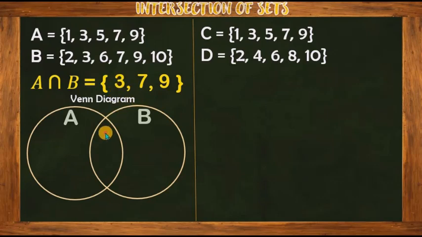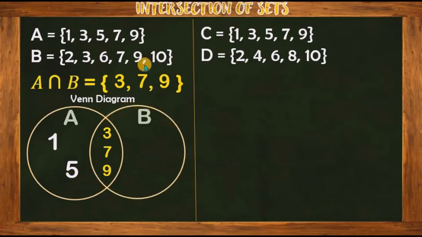So we are going to write 3, 7, and 9 in the middle where the two sets overlap, or the two circles overlap. And then after that, we are going to complete the elements for each set. So for set A, we already wrote 3, 7, 9. What is left here is 1 and 5.